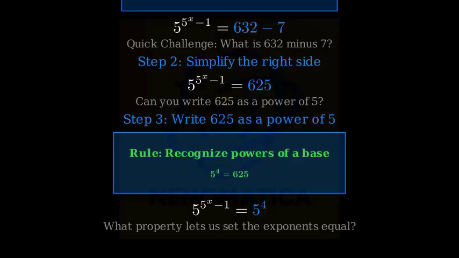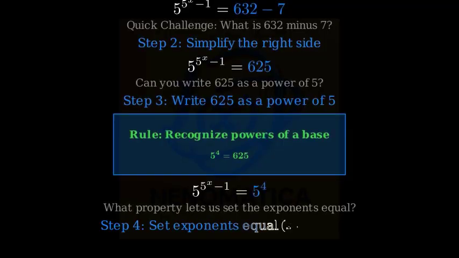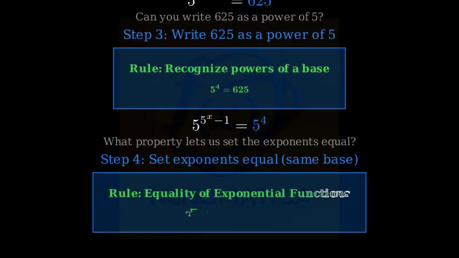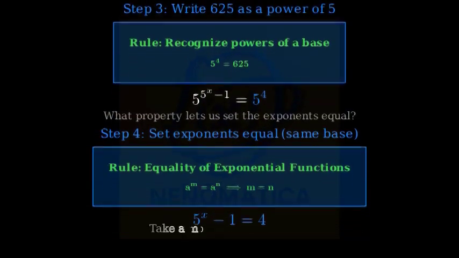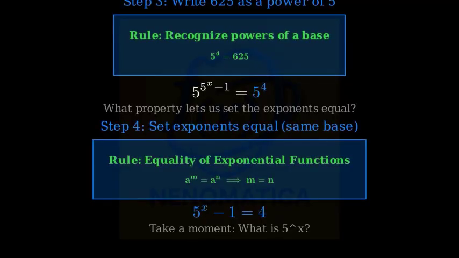Step 5. Now let's solve for 5 to the x. Adding 1 to both sides, we get 5 to the x equals 4 plus 1, which is 5. Step 6. Simplifying further, 5 to the x equals 5 to the power of 1. Step 7. Finally, we can again use the property that if powers with the same base are equal, their exponents must be equal. Therefore, x equals 1.